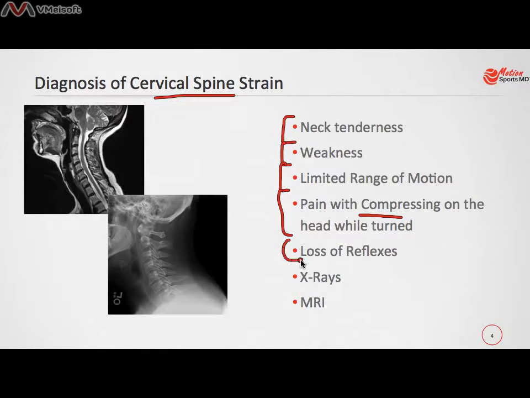If it's more severe and involves a nerve, then sometimes you'll get loss of reflexes. Now, sometimes we like to confirm this with imaging or help guide us in our diagnosis, and so we can get x-rays or MRIs, as seen in our left pictures.